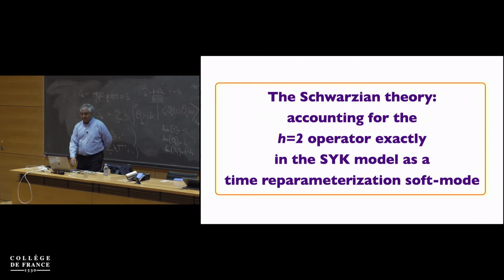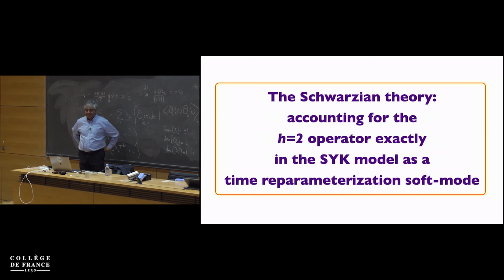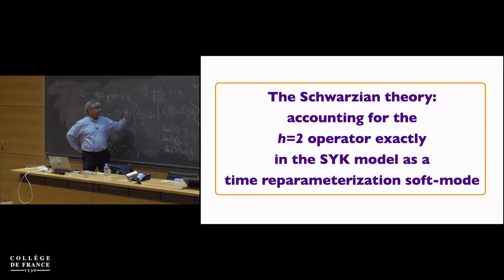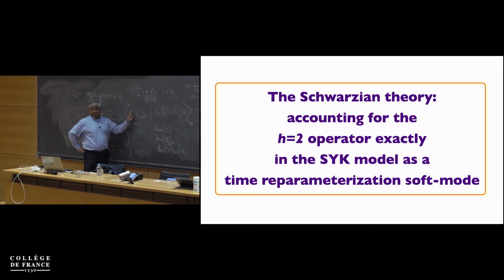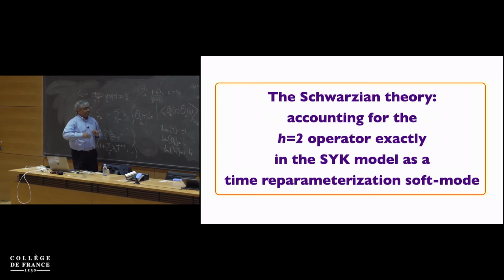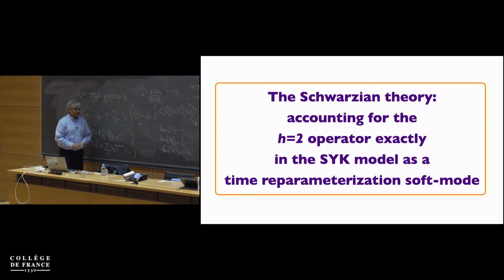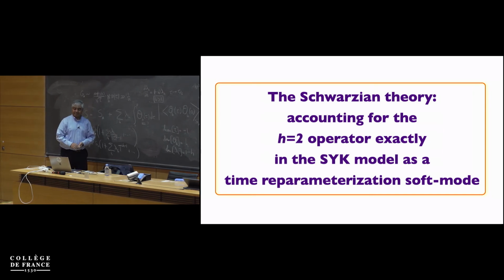Okay. So that's what the Schwarzian theory is. It's a way of accounting for this H equals 2 operator, not just perturbatively. We have to take the special operator of H equals 2 and really do it to all orders. And in fact, that can be done exactly as shown by Witten and Stanford. All the nonlinear corrections due to the H equals 2 operator can be accounted for. And so the words used by Kitaev and Sachdev, they call this operator the time parameterization soft mode.